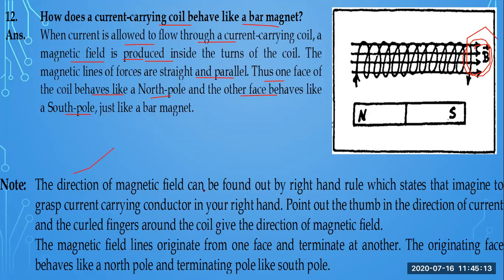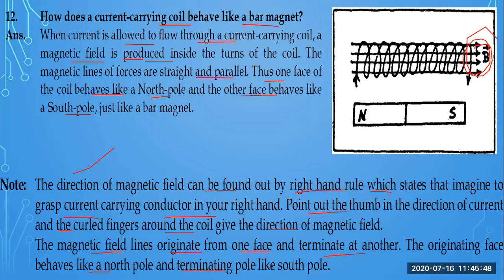The direction of the magnetic field can be found out by the right hand rule, which states: imagine grasping the current carrying conductor in your right hand, point the thumb in the direction of the current, and curl the fingers around the coil to give the direction of the magnetic field. So here it is, the magnetic field lines originate from one face and terminate at the other. The originating face behaves like a north pole, and the terminating face behaves like the south pole.